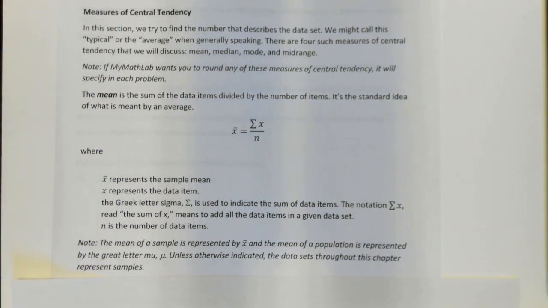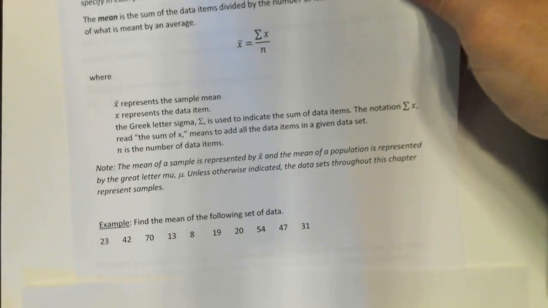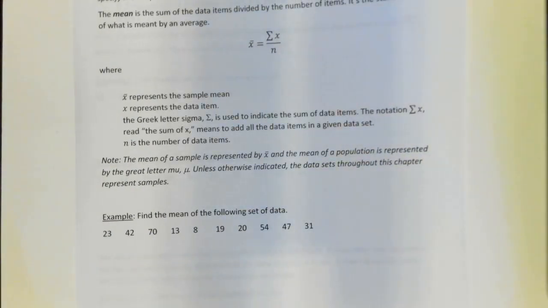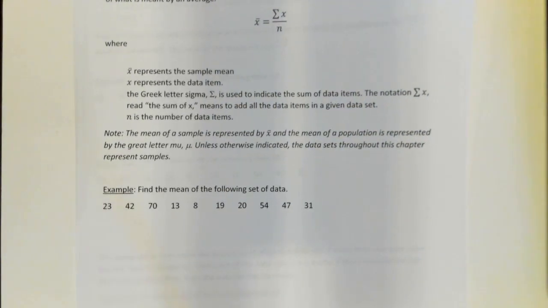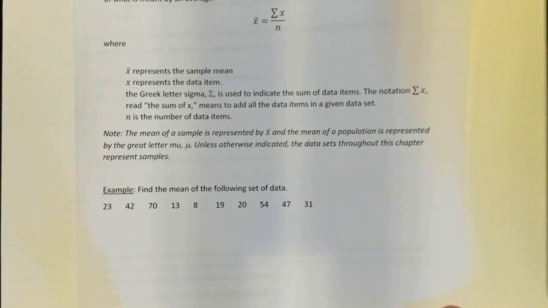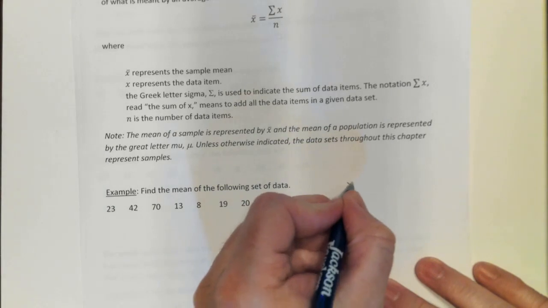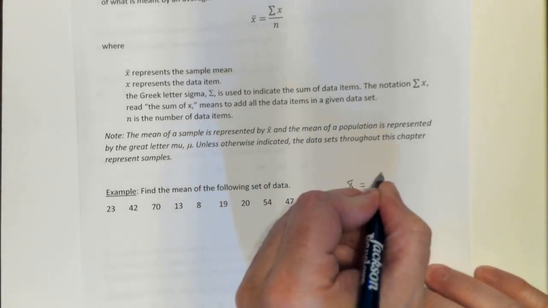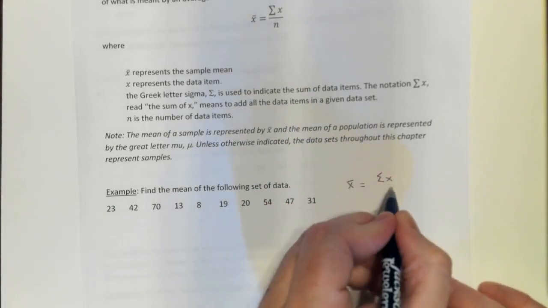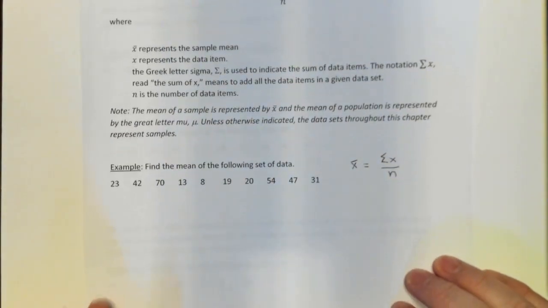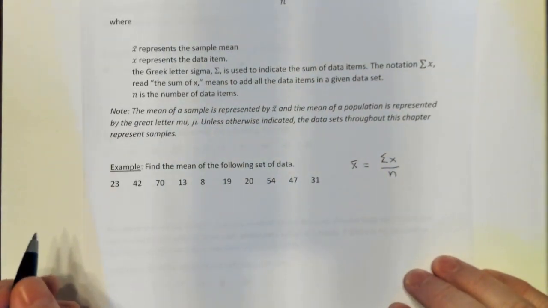So in this course, we're only talking about sample mean, but there is something called the population mean, and they use a Greek letter mu. All right, so let's start off with something basic. Let's find the mean of the following data set. Okay, so the formula is X bar equals the sum of X over N. All right, so let's do this.